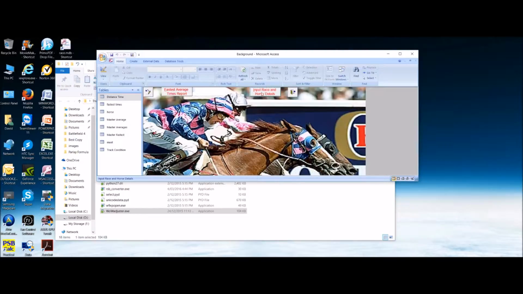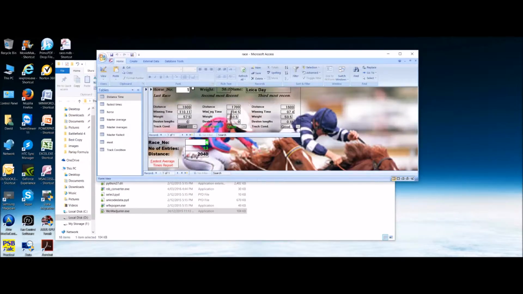So what it was, you input the horse details of the last three starts, and you'd put in the distance that they ran, the winning time in seconds, the weight that the horse carried, how many lengths it was beaten by, and the track condition that it ran on the day. And you just kept entering them in here and going through them until you got all the horses in. And this one's already got horses in it from the last time I used it.